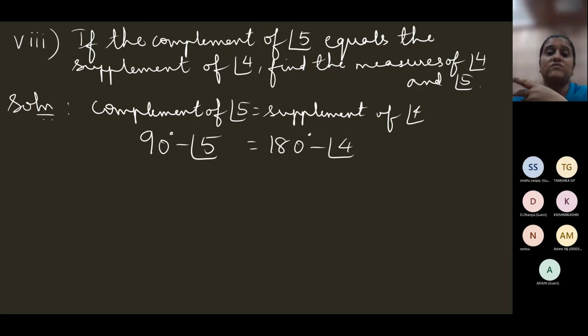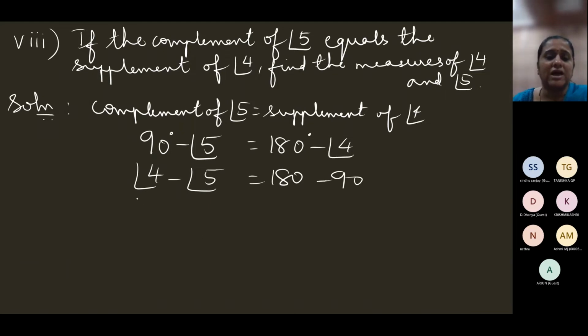So bring angle 4 and angle 5 to the same side. You will get angle 4 minus angle 5 is equal to 180 minus 90, which is 90 degrees. So you're getting an equation like this.